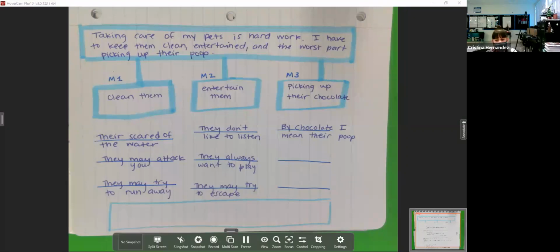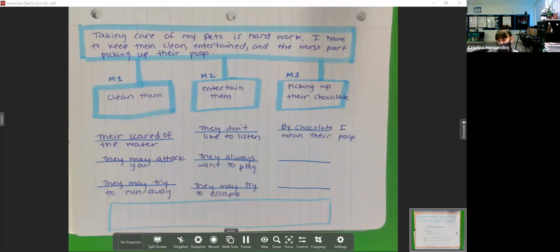I forgot what it is, the other dog that they, but they get that nickname because that's what they used to use them for back in the day, like herding sheep or cows or wild animals and stuff. Picking up their chocolate. By chocolate, I mean their poop will be one of them.